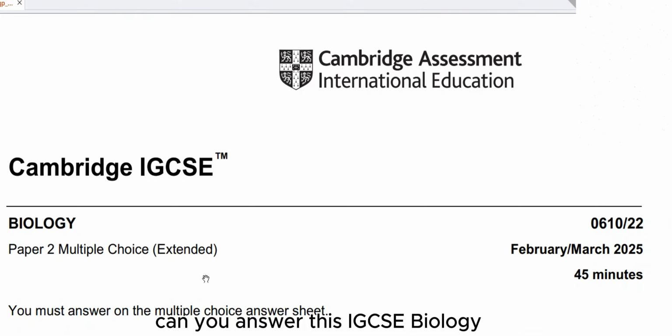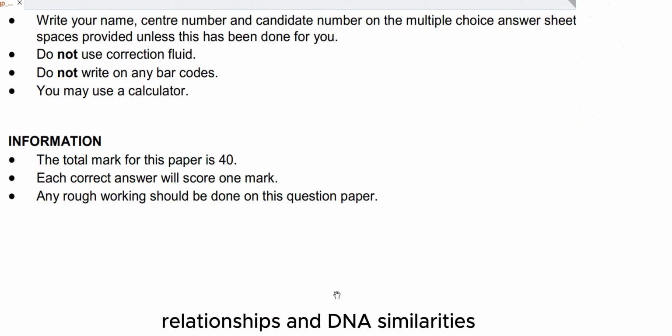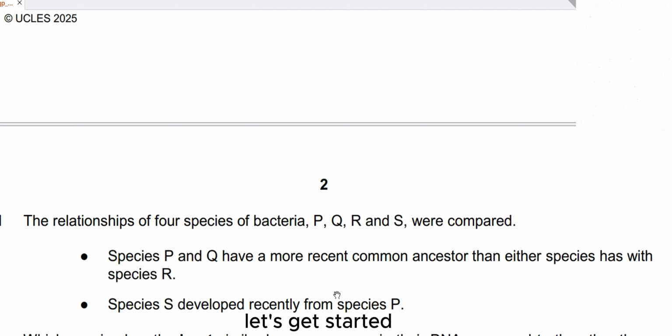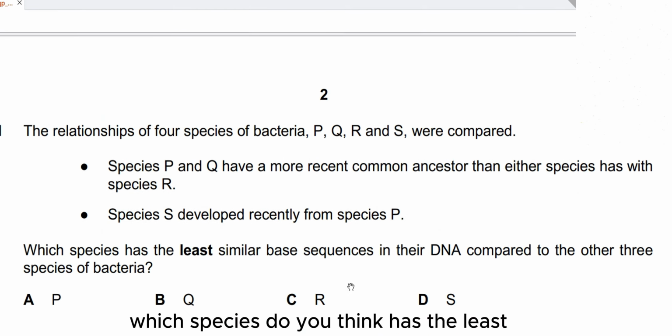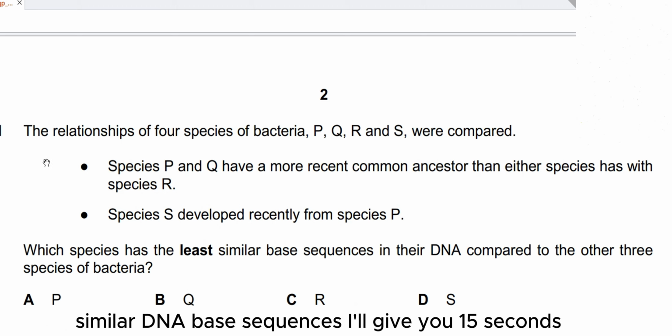Can you answer this IGCSE Biology past paper question about species, relationships, and DNA similarities? Let's get started. Take a moment to think about this. Which species do you think has the least similar DNA-based sequences? I'll give you 15 seconds.